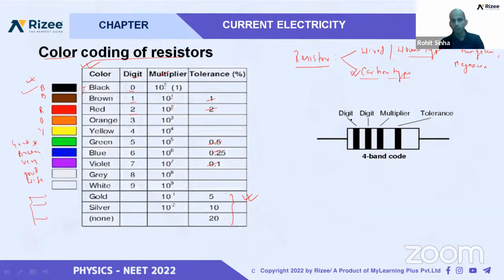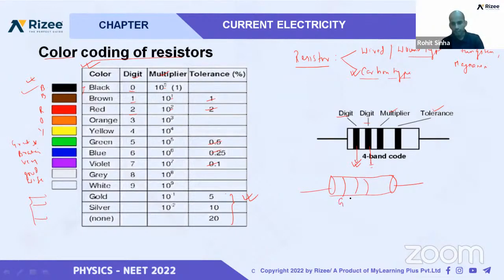Now, how do you use it? In your question sometimes some bands are given, first color, second color. By the first color you have to decide the first digit, the second band decides the second digit, the third one decides the multiplier, and the fourth one the tolerance. Let me take one example, then you will get clear. Suppose we have a carbon type resistor like this, with different bands. Let us suppose we have three bands.